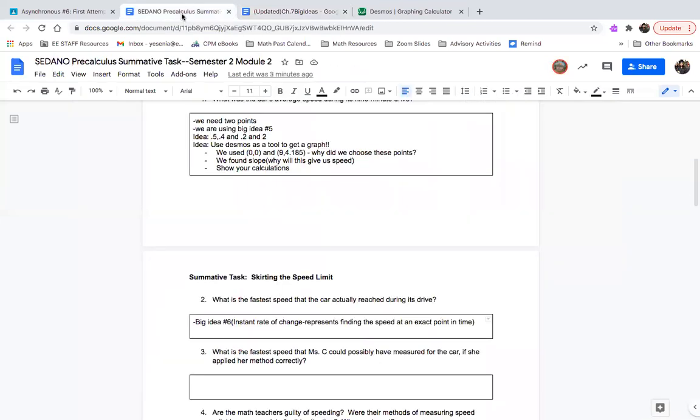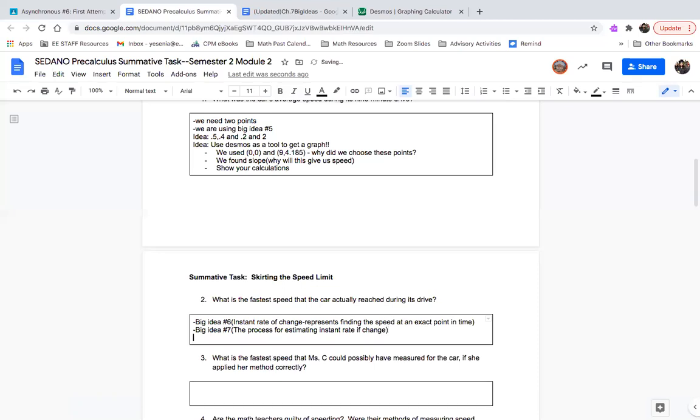So then that's what we're going to be doing. Again, I'm going to make sure I write this down. You also need big idea number 7 because it tells you exactly how to do it: the process for estimating instant rate of change. Okay, so those are the 2 big ideas we need.